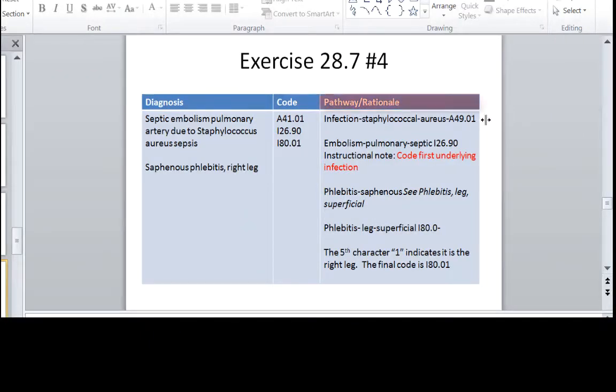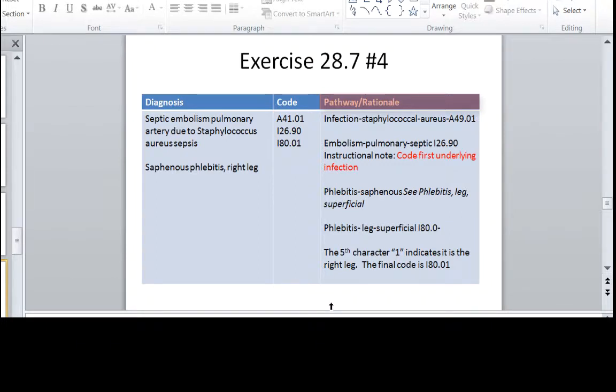So the first part is the infection with the Staph aureus. And I want us to go to the alphabetical index to show you something different about this one. Other times we have used infection with staph as a cause of disease classified elsewhere, which is a B as in boy code. This is not. This is an infection caused by staph. We don't know which side it is. The embolism is in the pulmonary artery, but we don't know where that infection started or came from. So we're just going to code the presence of Staph aureus as an infection in the body.